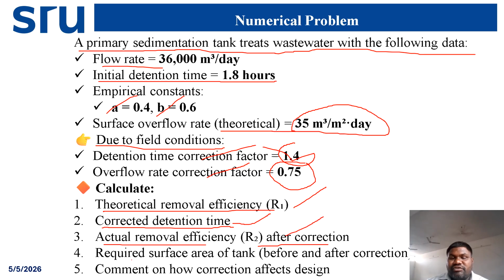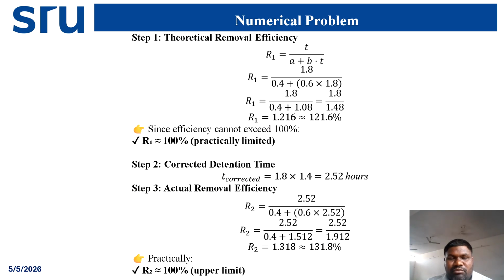Then the required surface area of the tank also needs to be calculated before and after correction. The correction needs to be done for the overflow rate, and here 0.75 is given. What will it be before correction, and what will it be after correction? And the last one, comment on how the correction affects the design. Will this correction affect the design conditions or not? We need to check. These are the five problems we need to solve in this design problem.